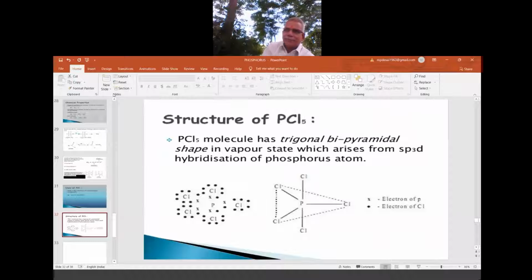The only thing is you have to understand the preparation part, direct or through thionyl chloride. Then the uses: a normal chlorinating agent, and phosphine used as a smoke signal, and so on.